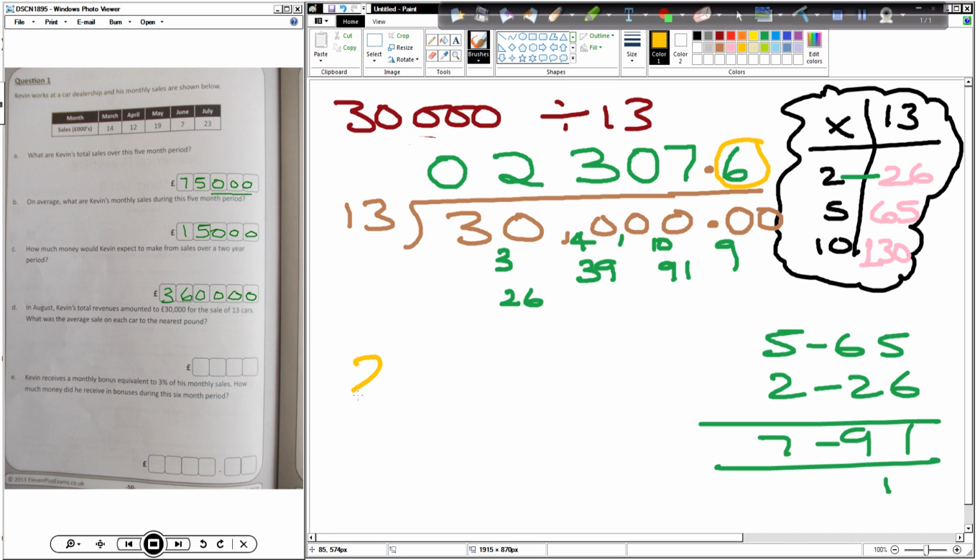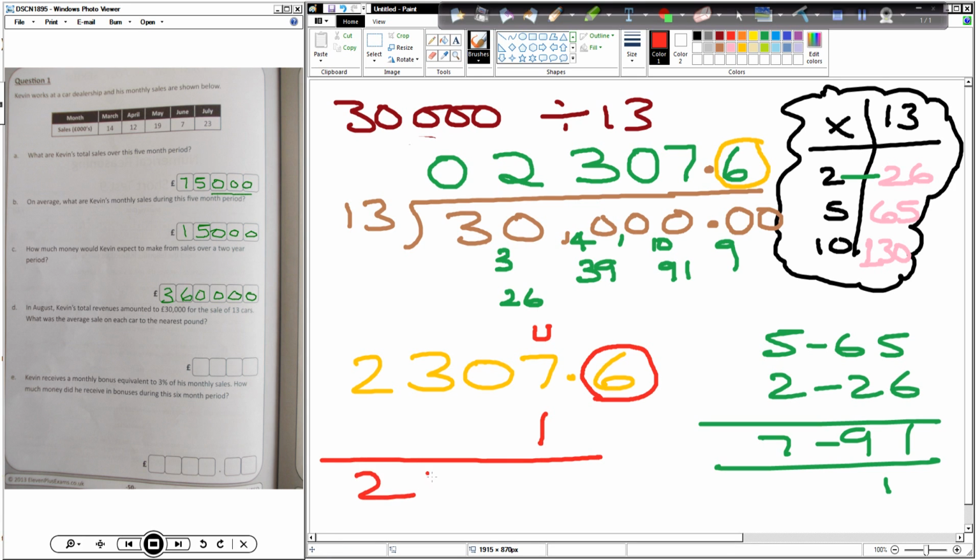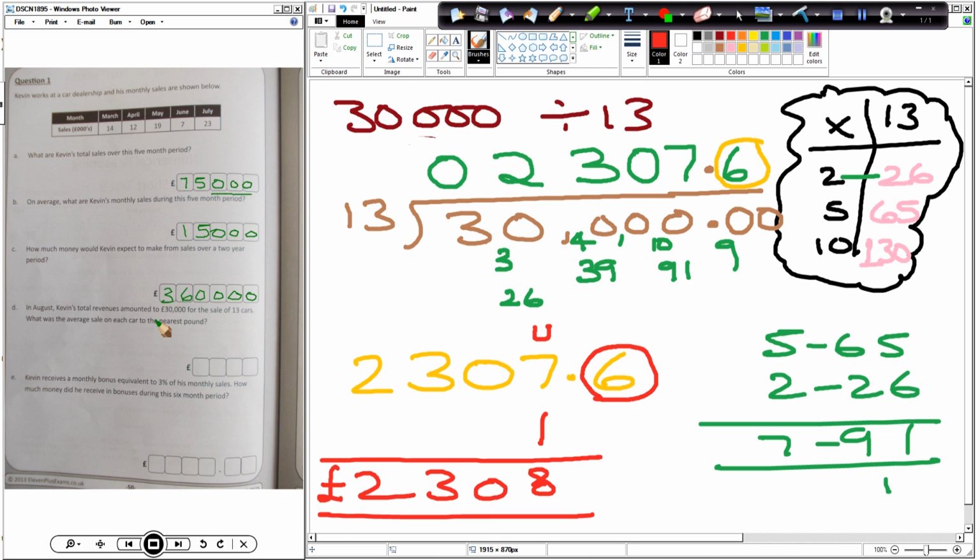Okay, let's write it down over here. 2307.6. Now when we are rounding to the nearest pound, let's look at this technique. This is our units. To round to the nearest pound, we look at the next number. If this is 5 or more, we add 1. Is this 5 or more? Yes. So we add 1. The final answer will be 2308. So 2,307 pounds and 60-something pence to the nearest pound is 2,308 pounds, the correct answer to that question. So that will go here: 2308.